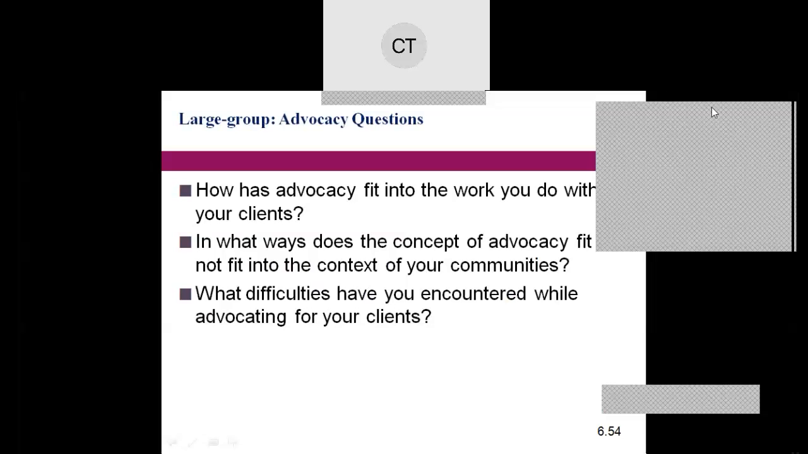Any questions with regard to this case management and the various responsibilities like assessment, advocacy, linkage, referral, etc.? Have you ever done any advocacy for the clients?